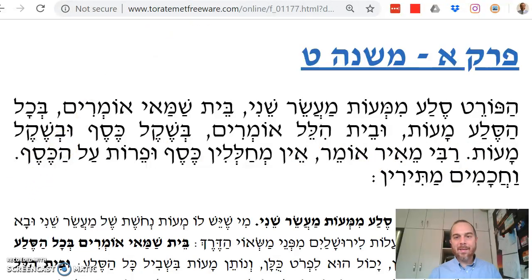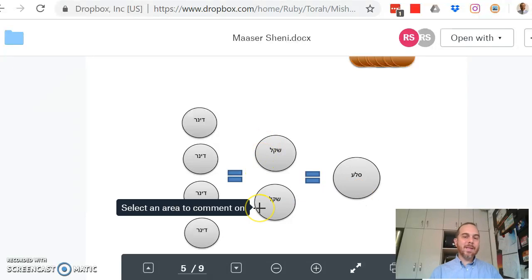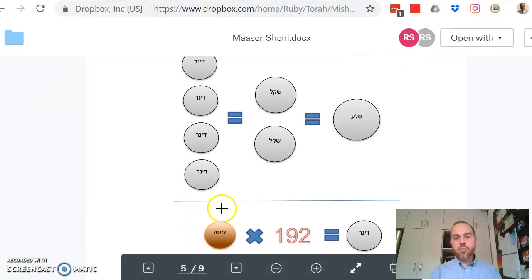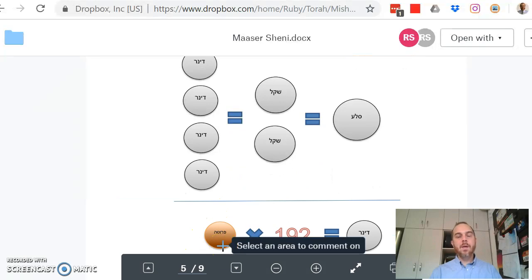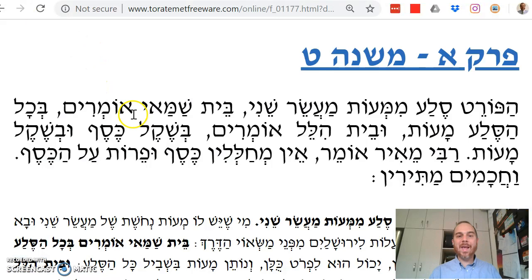Next case, Rabbi Meir omer, ein mechalelin kesef uferot al kesef. This is all based on the fact that, let's say I already have a shekel, and I want to take 2 shekels and make them into a selah. Chazal said you're not allowed to do that. You can't exchange money for money. You can only exchange prutot of nechoshet for money. But what happens if I have fruit and a shekel? Can I combine the fruit and a shekel to get a selah, in order to bring the largest denomination I can and carry the least?